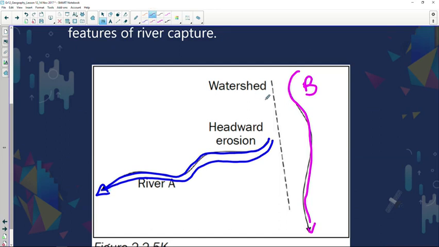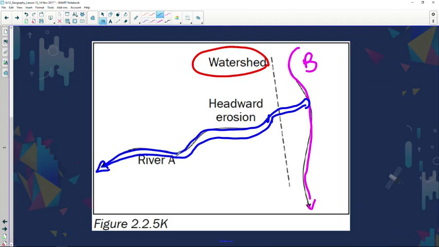Now, what we've learned so far is that a watershed separates one drainage basin from another. Headward erosion takes place. What does River A do? It erodes through the watershed and starts stealing the water from River B. Now, what do we call this? They asked us to redraw the diagram, and what do we call River A? It is the pirate stream. B is the captive stream.